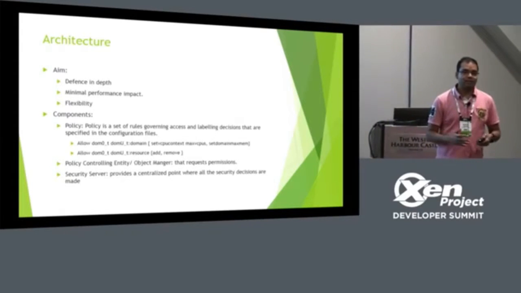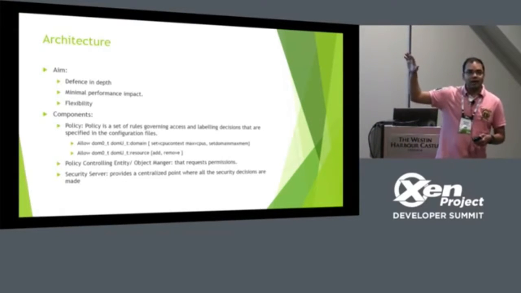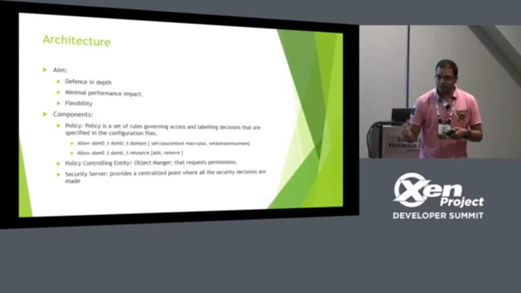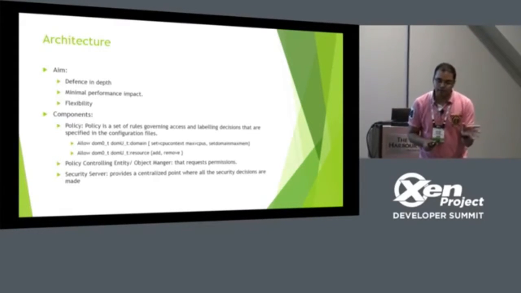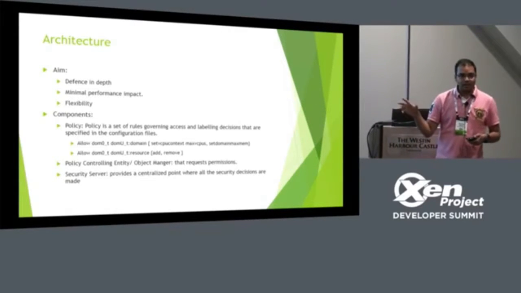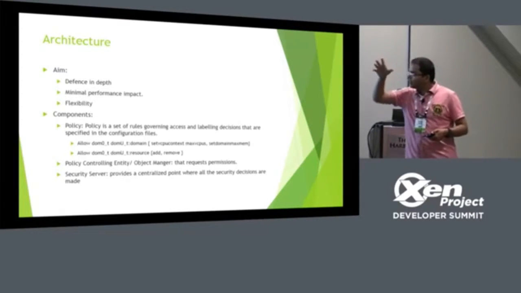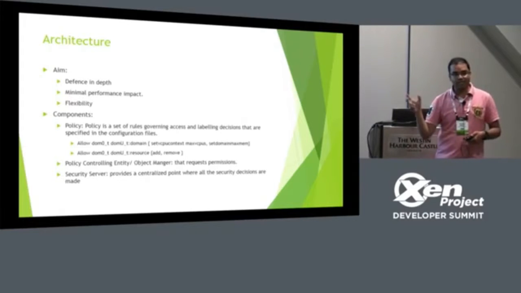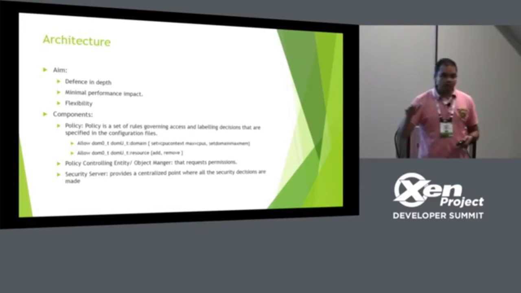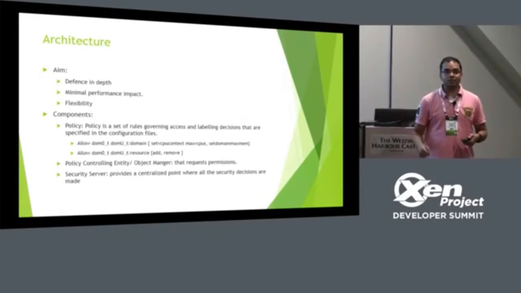XSM is basically an implementation of hooks. Before a hypercall is executed, there is a diversion in the path, and based on the subject that initiated that hypercall and the object, the permissions are checked, and then a decision is made. So there is a deroute in the default implementation of the hypercall. These are basically hooks that have been implemented. As these are hooks, it will involve extra comparisons and extra conditional statements to check for the permissions.